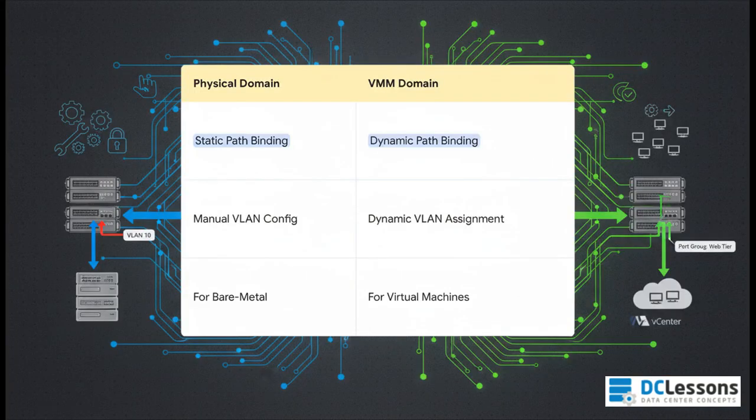So this is probably the most important concept to grasp. In the old world, with a physical domain for, say, a bare metal server, you used static path binding. That meant a network admin had to go into the CLI and manually assign VLAN 100 to interface 1/5. With a VMM domain, it's all about dynamic path binding. ACI just grabs a free VLAN from its pool and automatically programs it everywhere it needs to be, on the switch port and on the vCenter port group. It's a total shift from manual to automatic.